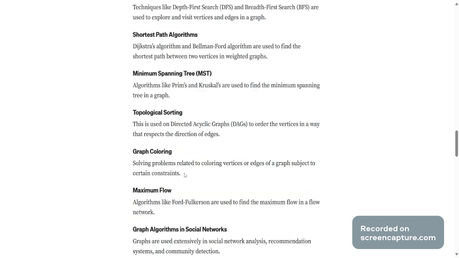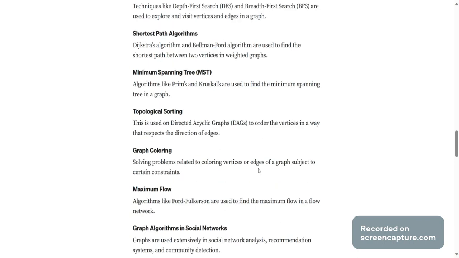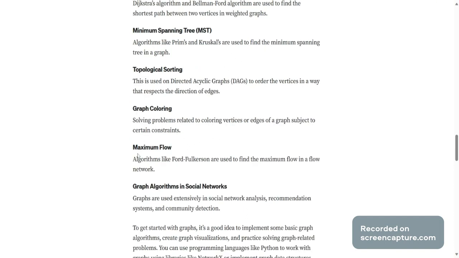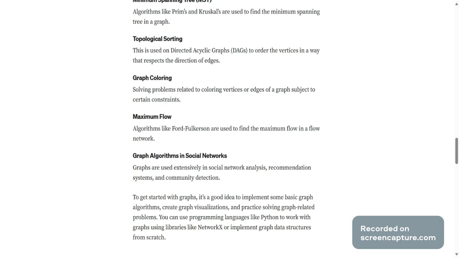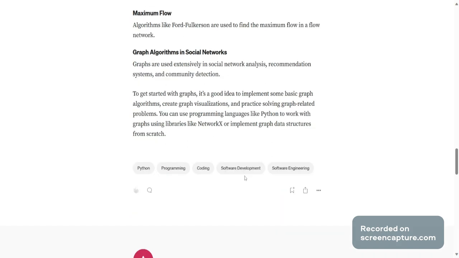Graph coloring, solving problems relating to coloring of vertices or edges of a graph subject to certain constraints. Maximum flow, algorithms like Ford-Fulkerson used to find maximum flow in a flow network. Graph algorithms in social networks. Graphs are used extensively in social network analysis, recommendation systems, and community detection. To get started with graphs, it's a good idea to implement some basic algorithms, create graph visualizations, and practice solving graph related problems. You can use programming languages like Python to work with graphs, using libraries like NetworkX, or implement graph data structures from scratch.